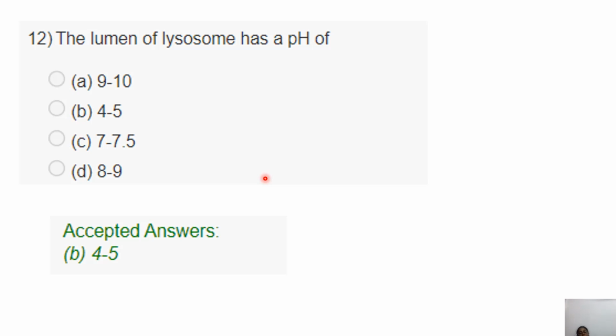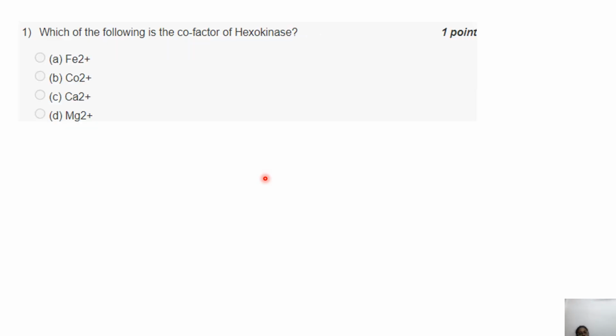Okay, so we move on to the next question. Which of the following is a cofactor of hexokinase? Fe2+ iron, Co2+ cobalt, Ca2+ calcium, Mg2+ magnesium. Anybody? I think Mg2+. Okay. Anybody has a different answer? So yes, it's Mg2+.